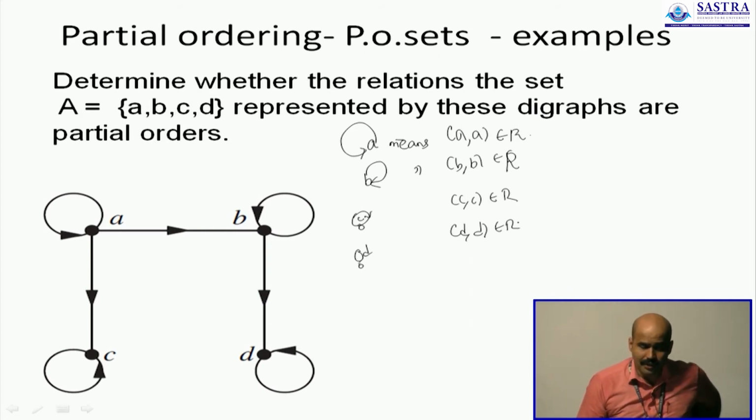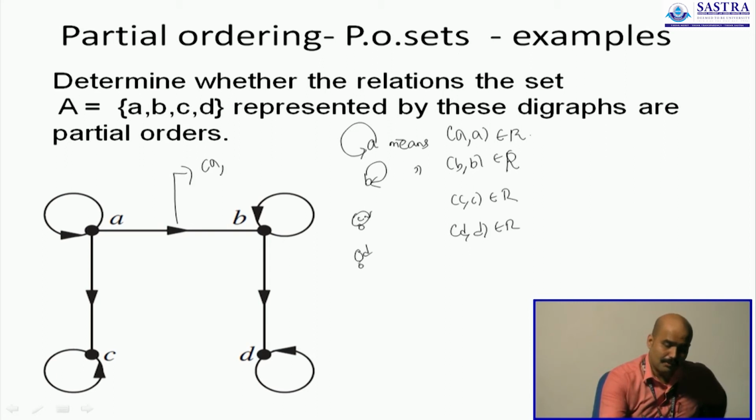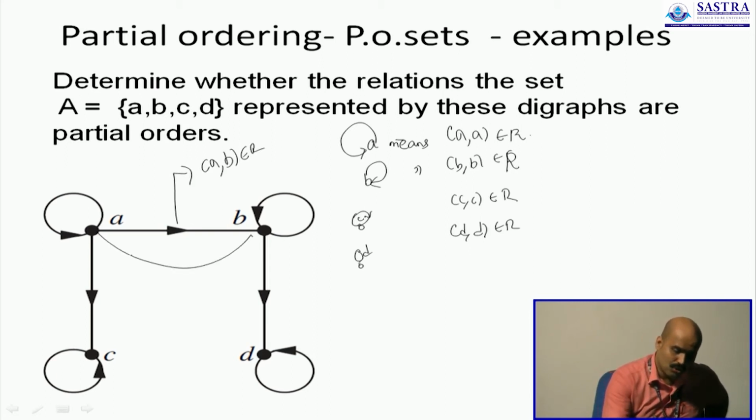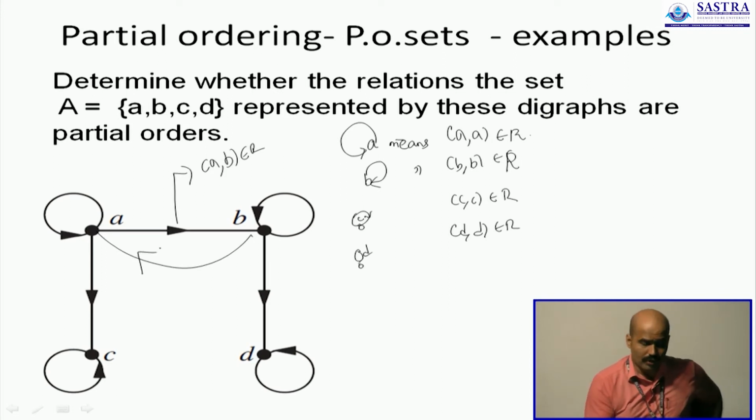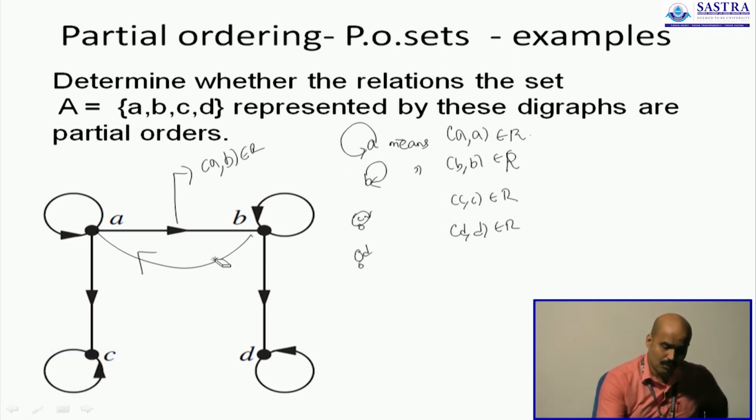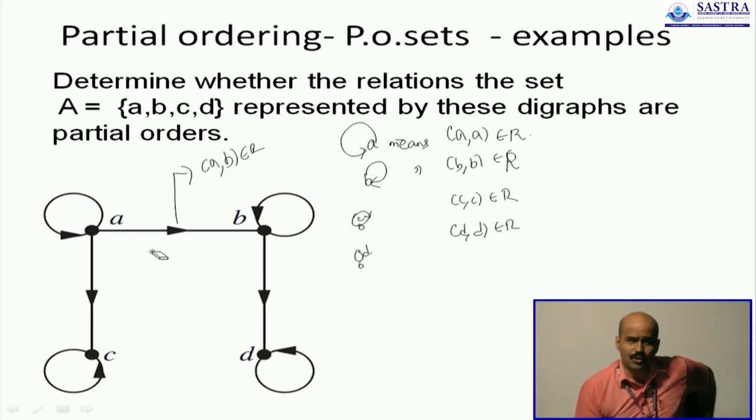To call it symmetric, you are supposed to have an edge which has arrows on both sides, because this arrow will mean that A comma B belongs to R, but to imply that B comma A also belongs to R, I need to draw another arrow. That's not part of the question, so I won't do that. I only have one arrow from A to B. That implies I have an ordered pair A comma B.